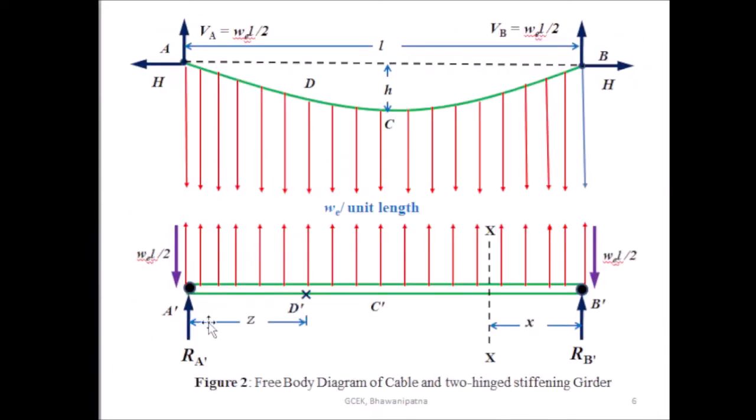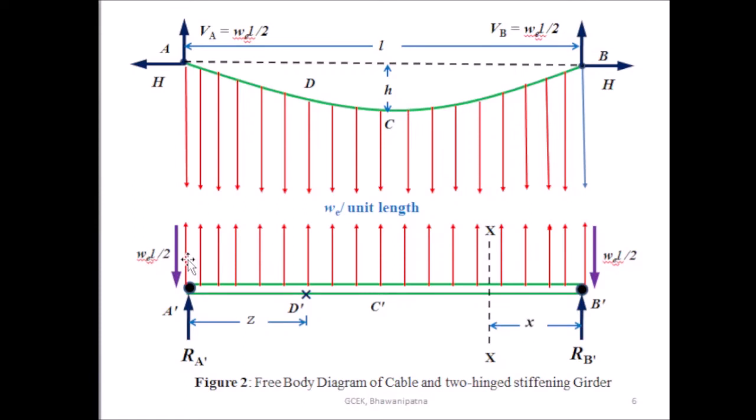Let us take a section at a distance Z from the support A dash, and we have to find out the bending moment at the section D dash. So this is the section D dash at a distance Z from the support A dash. Here we have to find out the moment and the shear force. This is the equivalent uniform distributed load WE per unit length, and due to this load, the reaction is WE L by 2 at each end.